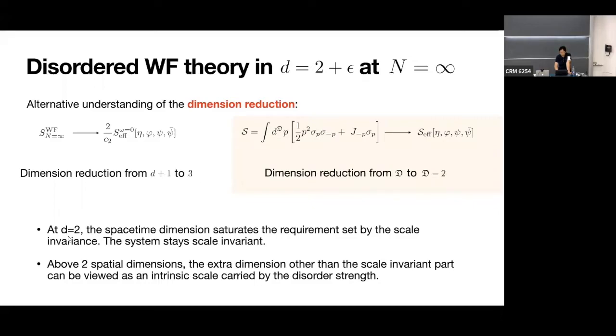So when D is equal to two, we can see there's no dimension reduction. And this means the whole system stays scale invariant, but above two spatial dimensions, there is an extra dimension besides the scale invariant part of the system. And remember, we just assign it as an intrinsic scale set by the disorder strength. So these two pictures somehow match each other and tell us there can be another description for the disordered Wilson Fisher at infinite n limit.